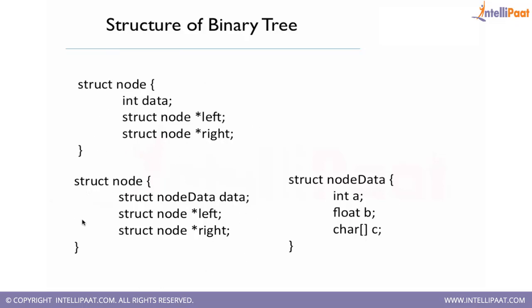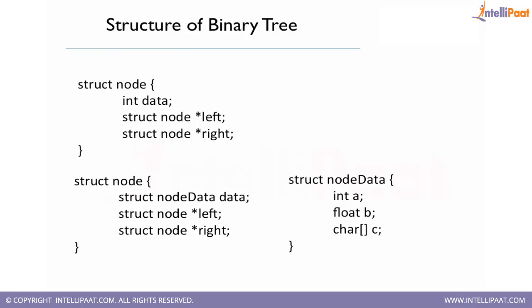Going towards a more enhanced way, where we have some advanced kind of data in the data section, we can declare one more structure called data, where we can store whatever we want. And then we can have the left reference and right reference. So this is how we can represent nodes in a binary tree.